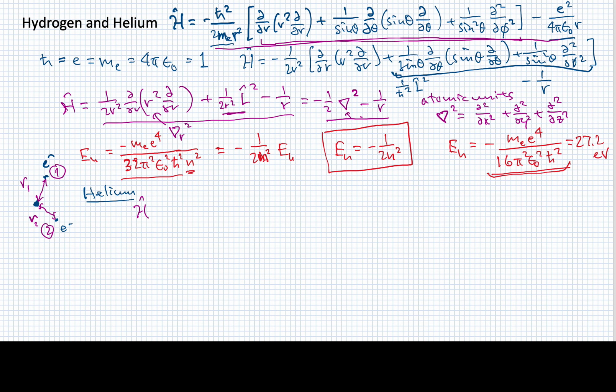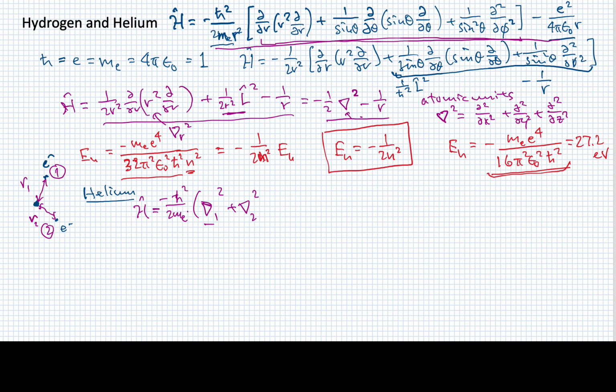Now, we get around this a little bit by eliminating the translation of the entire molecule, the entire atom. Since the electrons are so much lighter than the nucleus, I can effectively approximate this as minus h bar squared over 2 times the mass of the electron times the kinetic energy of each electron individually, which I'll write now very simply as Laplacian 1 squared plus Laplacian 2 squared.